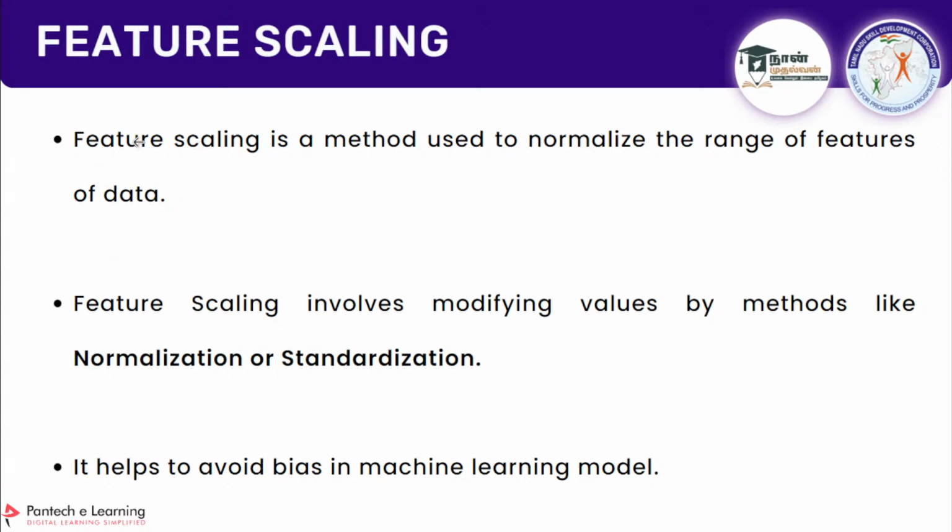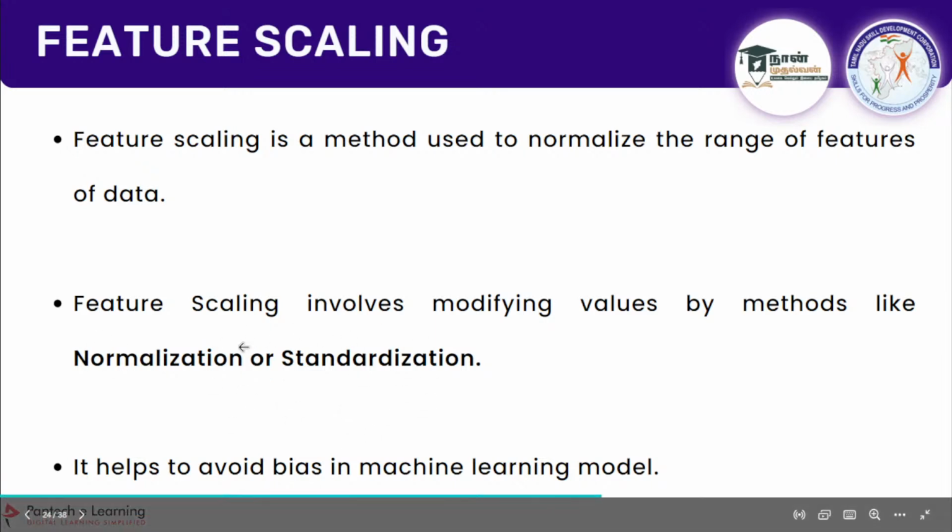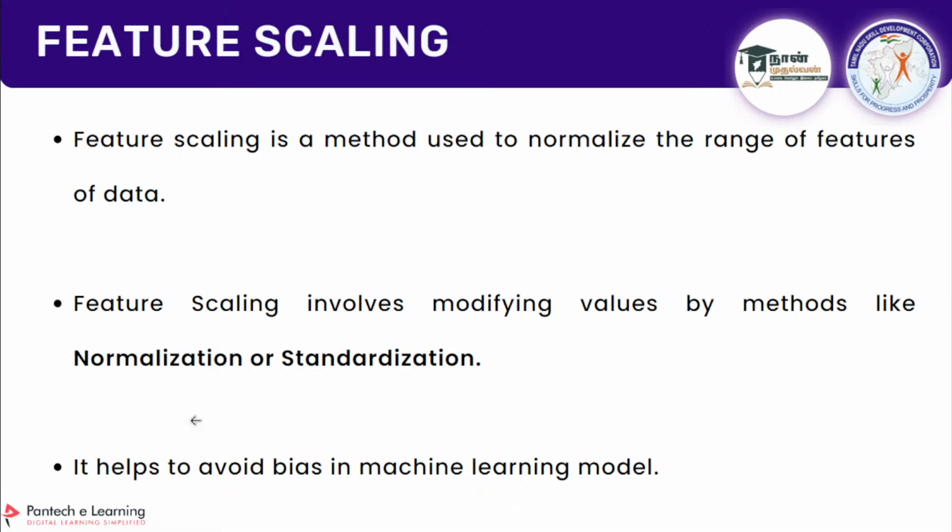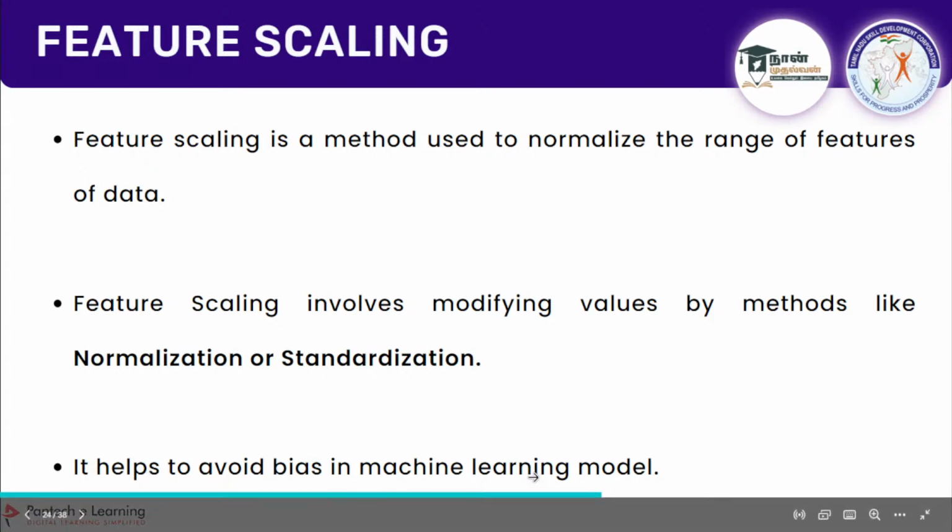So the features are nothing but the column names which you are going to use, and they will be in different scale. Okay, and to normalize the range of features, we are doing this feature scaling. So it modifies the value, and we are going to use some methods like normalization or standardization. So these are very important terms. So why we are doing this actually is it helps to avoid bias in machine learning model.